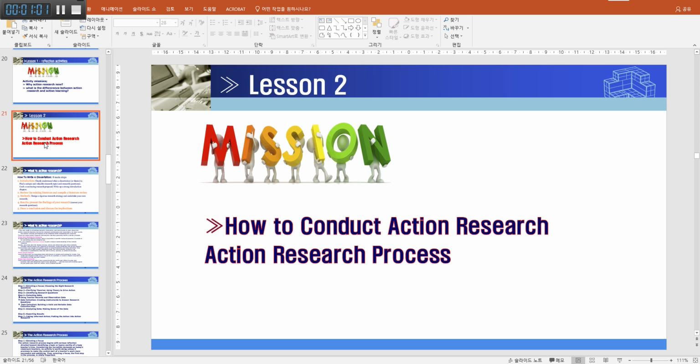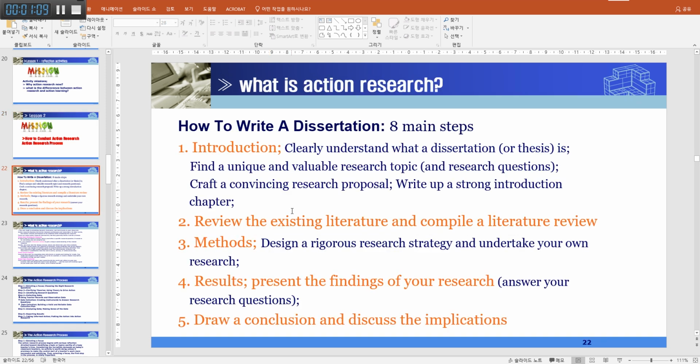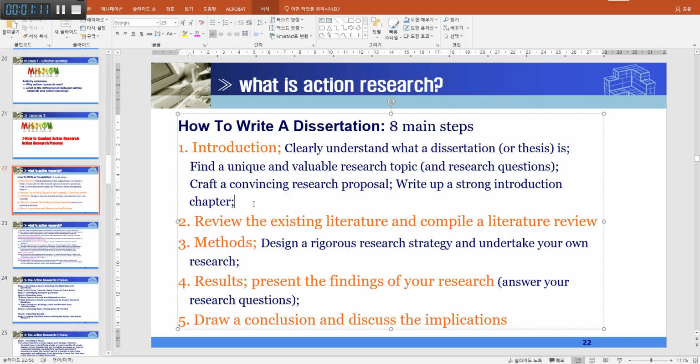Today we will talk about the action research process, or how to conduct action research. First of all, what is the difference between conducting master or doctoral research, or writing a thesis or dissertation, and writing an action research paper or action research report?